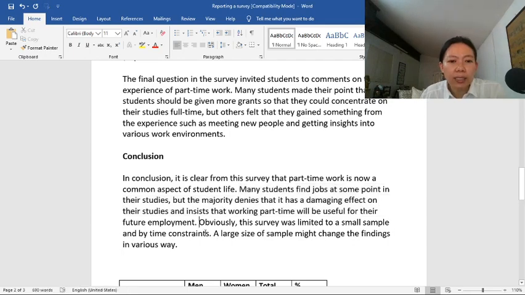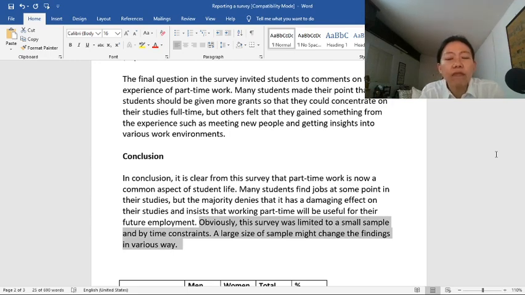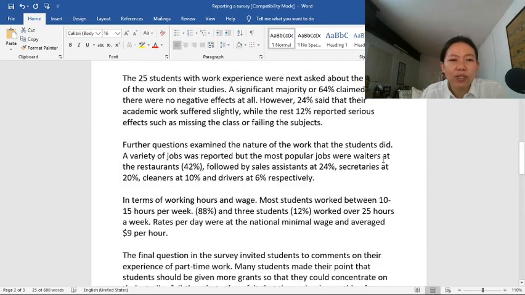And the last sentence says, obviously, this survey was limited to small samples and by time constraints. This sentence admits the limitation of the study because there are only about 50 students, and they also say that if there were more students in the survey, the findings might be different.